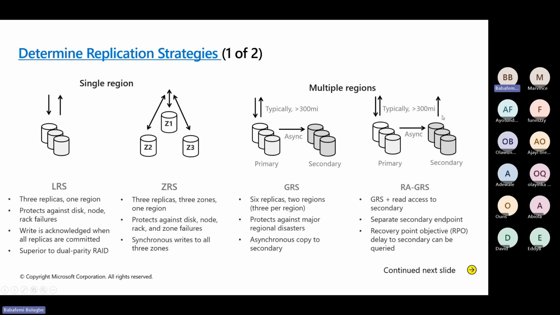So we can actually see what's in the secondary region, not like this one where data are just being pushed. We don't even know what is in there. So we have read access to the secondary region.